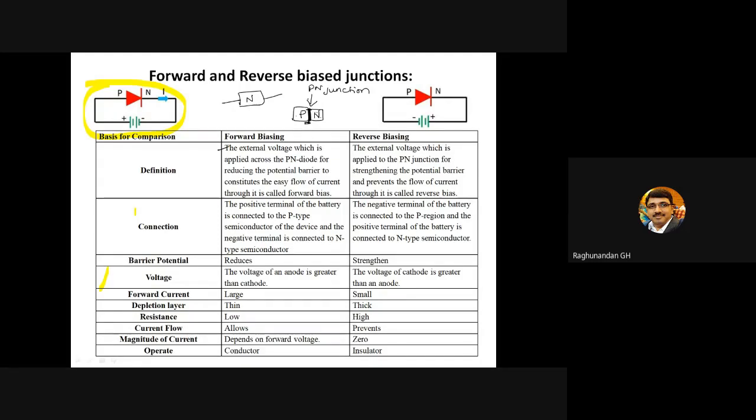To this PN junction, if you are going to have the metallic threads, that forms a diode. Okay, that forms a diode. That is the simple difference between a PN junction and a diode.